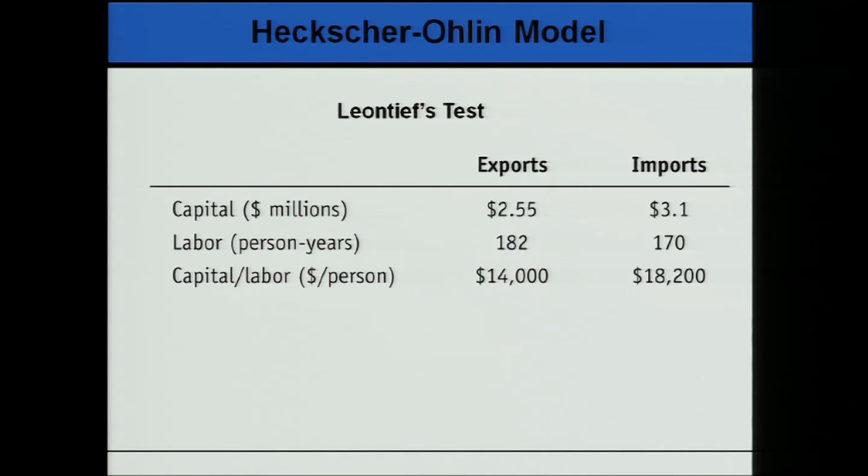So to produce 1 million US dollar worth of exports, the capital requirements were $2.55 million, while the capital which was required to produce 1 million worth of imports was $3.1 million. The labor person years for exports were 182 and for imports it was 170. Now on capital and labor, they were both direct and indirect requirements.